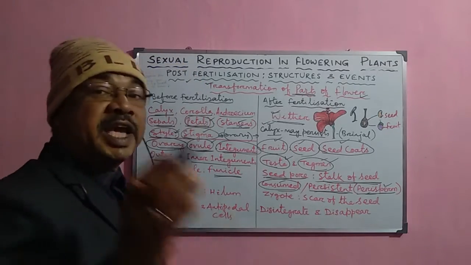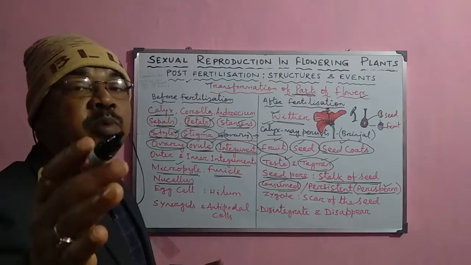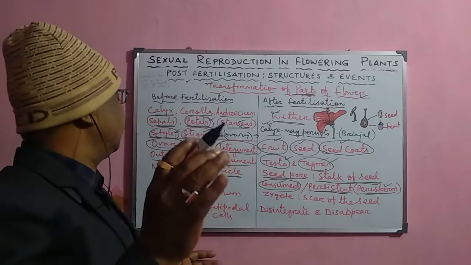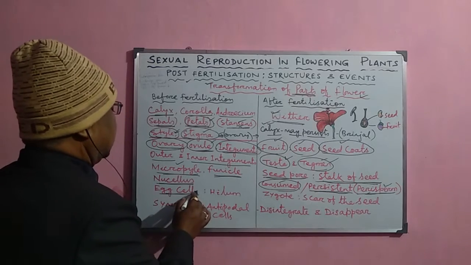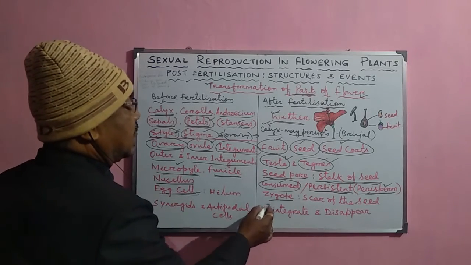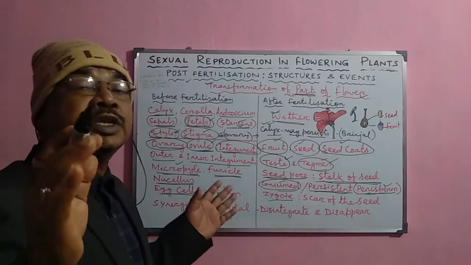Now, the egg cell, the most important part of the female flower, develops into the zygote after fertilization, that is, syngamy.